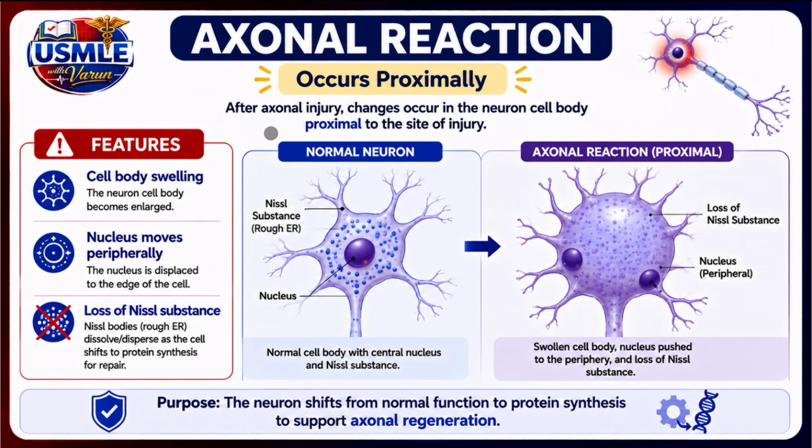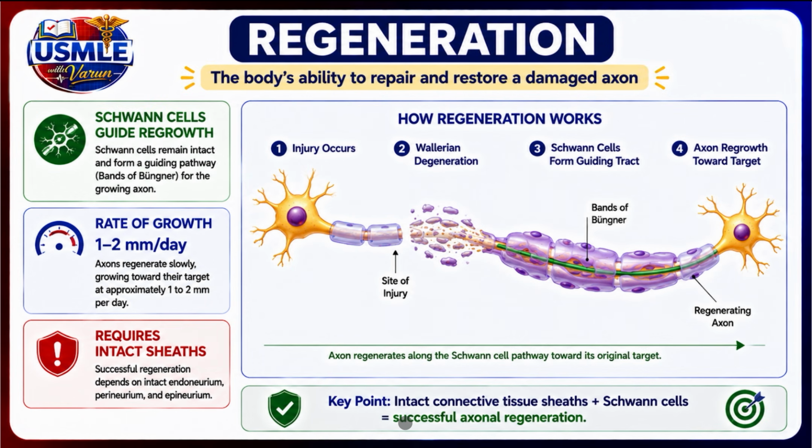After axonal injury, changes occur in the neuronal cell body proximal to the site of injury. This is characterized by swelling of the cell body. The neuron cell body becomes enlarged. The nucleus moves peripherally. The nucleus is displaced to the edge of the cell. The rough endoplasmic reticulum dissolves or disperses as the cell shifts to protein synthesis for repair. Swollen cell body with nucleus pushed to the periphery and there is loss of Nissl substance. The neuron shifts from normal function to protein synthesis to support axonal regeneration.